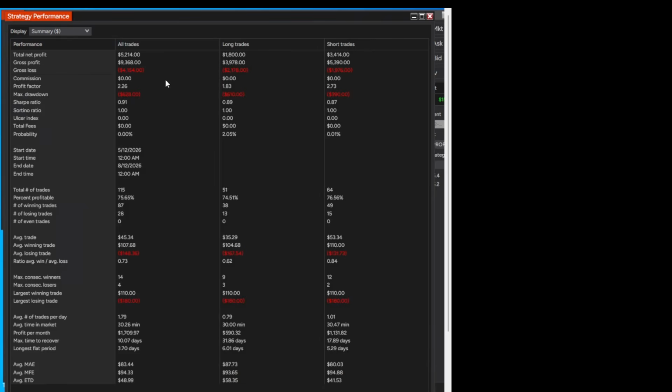This is based on two contracts, and the max drawdown is 628. You have a net of 5,214. Profit factor is 2.26, and you have to believe that you cannot have this like 100%, because the market conditions are a little bit different. Sometimes you misfill orders and stuff. So give a 5% up and down of the total number. So that's what you're looking at.